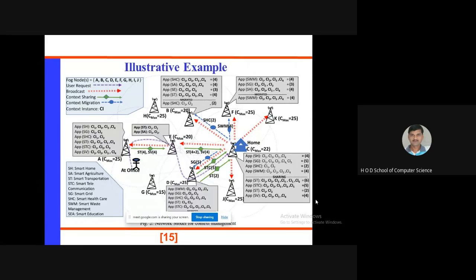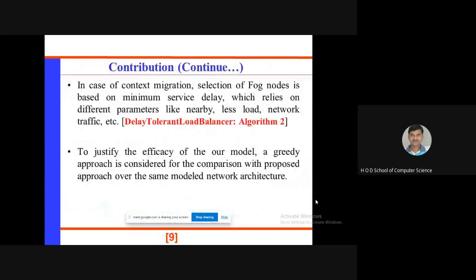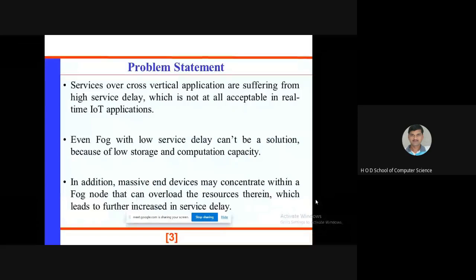So let me go back to the points where I'll discuss one by one. The problem statement is that services over cross-vertical IoT applications are suffering from high service delay. If you depend upon the cloud, definitely the applications will suffer, which is not acceptable in real-time IoT applications. Particularly, this is for critical IoT applications, right?